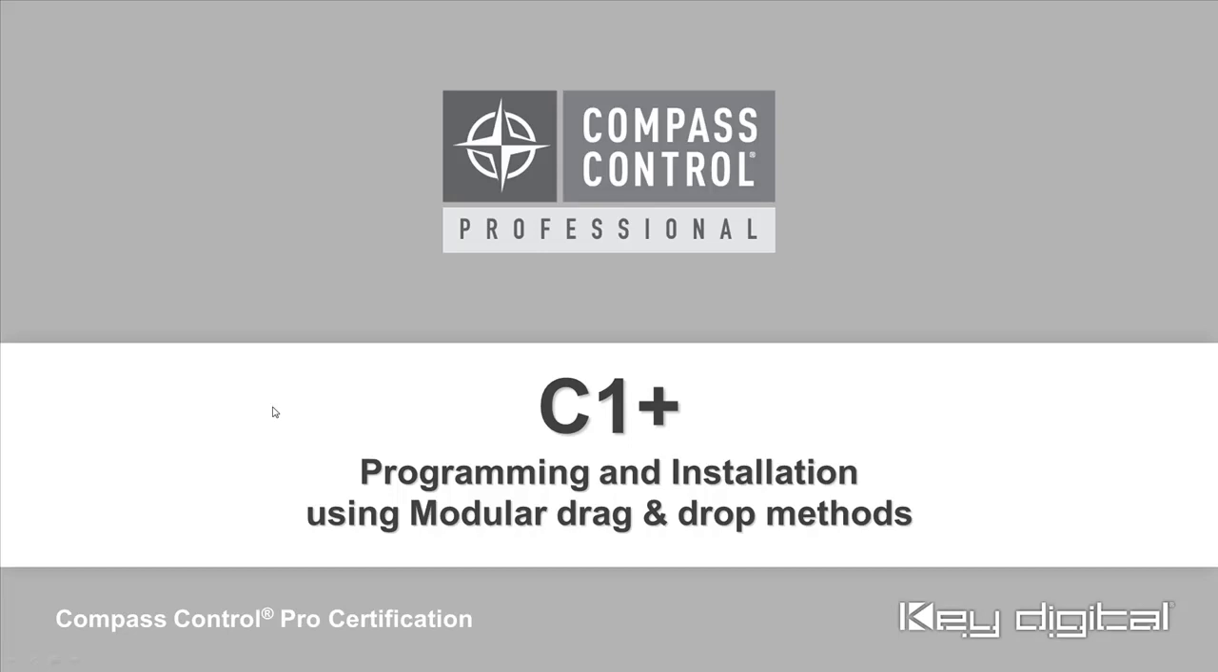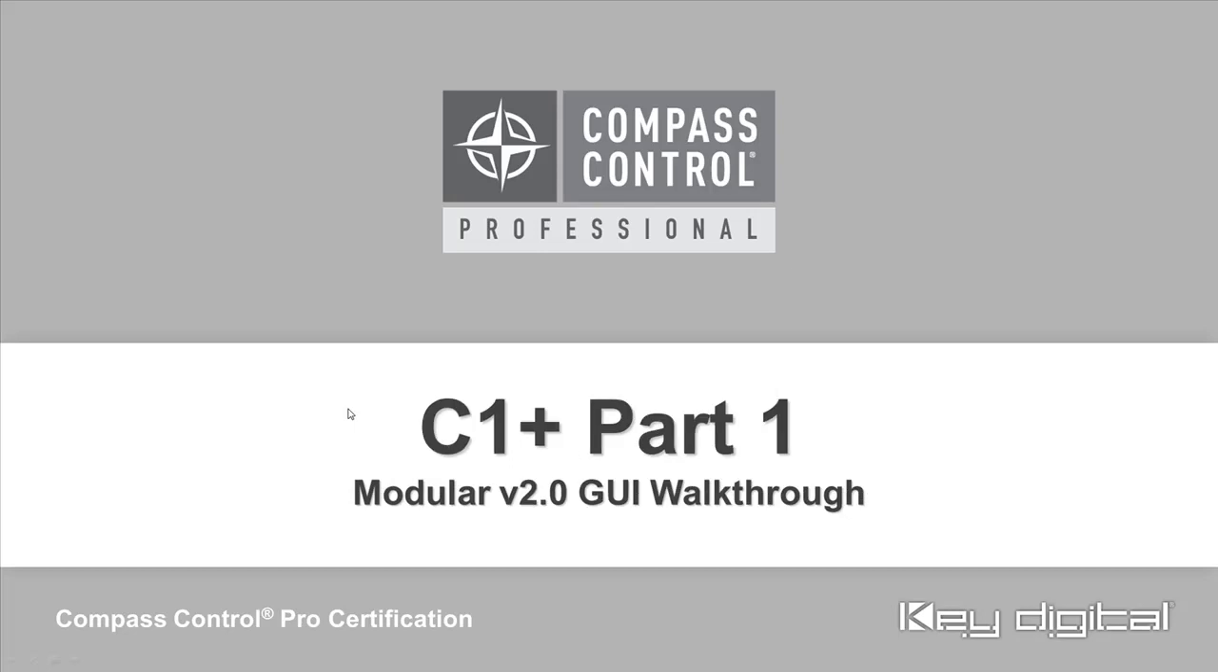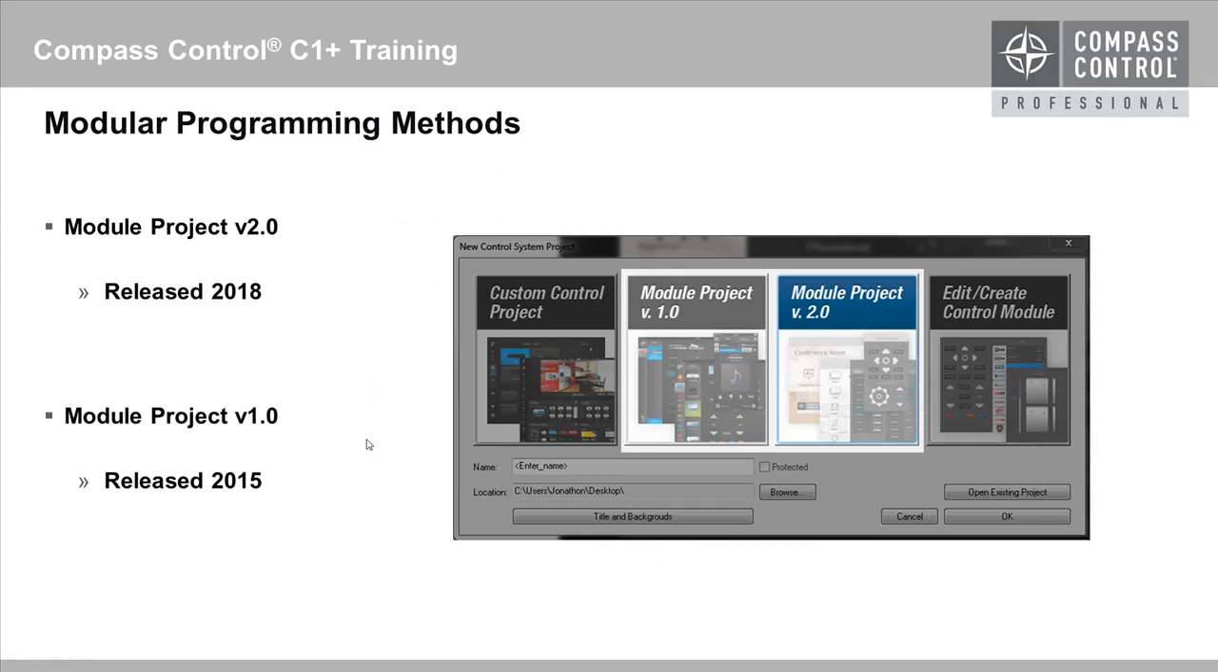This is level C1 Plus, where we will introduce and provide many examples of programming and installation, where we'll be utilizing the modular drag and drop programming methods. Here in C1 Plus Part 1, we will be emphasizing the modular version 2.0 GUI, and we'll walk through that GUI so you have full understanding of what exactly that GUI will look like for your client, so you can qualify if that is the correct GUI to be deployed on your next installation.